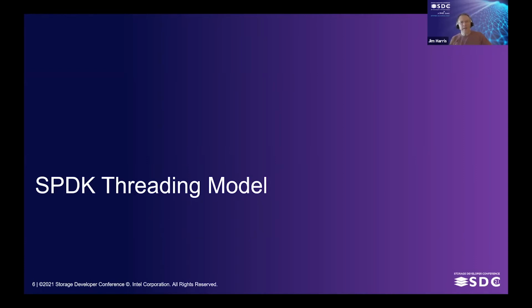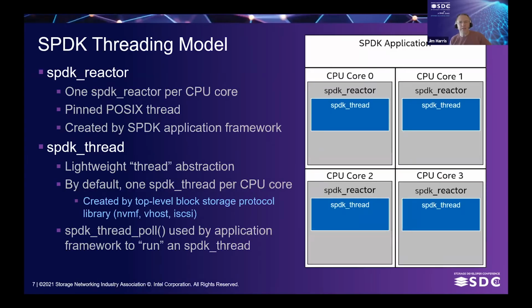When you look at an SPDK application, you set it up to run on a certain number of cores. The example we're showing here today is running the SPDK application on 4 cores. We call an SPDK reactor on each of these CPU cores. This reactor is effectively a pinned POSIX thread. It is the only POSIX thread that we run on each of these cores, and these are created by the SPDK application framework.